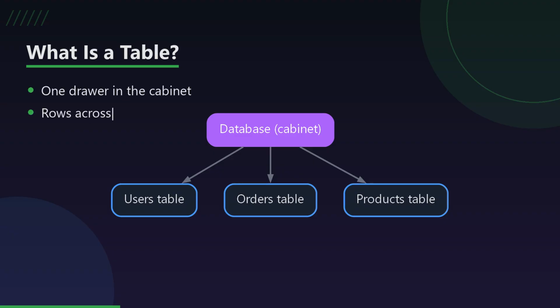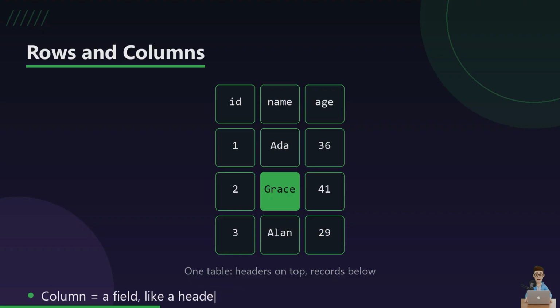Now open one drawer of that cabinet, and inside you find a spreadsheet. That single spreadsheet is a table. A table holds one type of thing, like all your users or all your orders laid out in neat rows and columns. In short, a database is the whole cabinet and a table is one drawer inside it. Let's zoom into that spreadsheet.